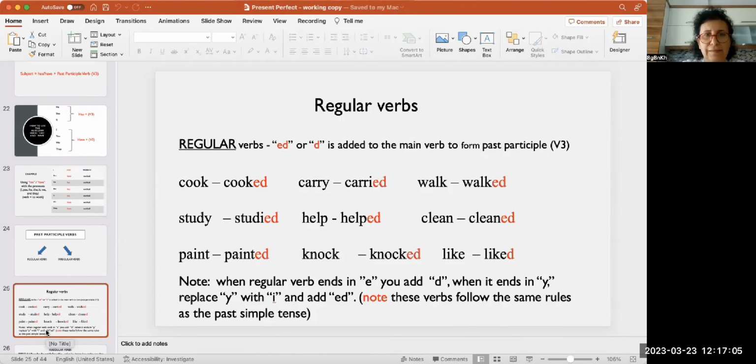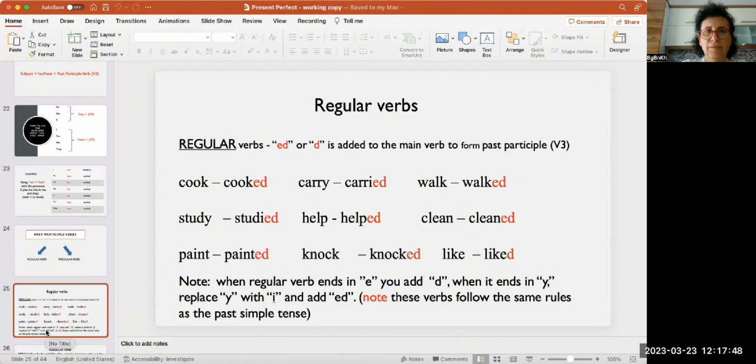Now, the regular verbs follow the same rule as the past simple tense, but basically, when it's a regular verb, you're either adding ed to it, or if the verb ends in a y, you're adding ied. If the verb just ends with e, you just add d to it, okay? And let's look at these examples. Now, cook, cooked. The past participle, or the V3 or third form, is cooked.